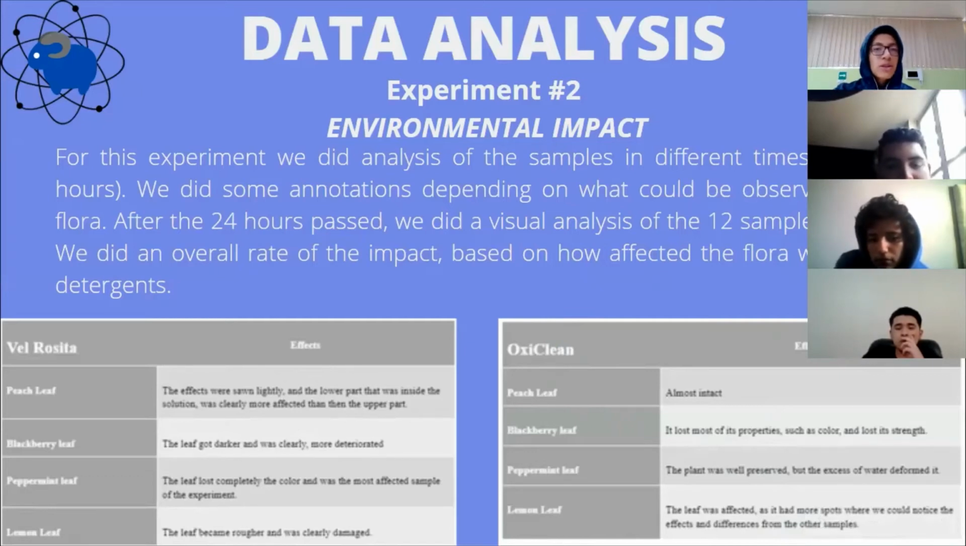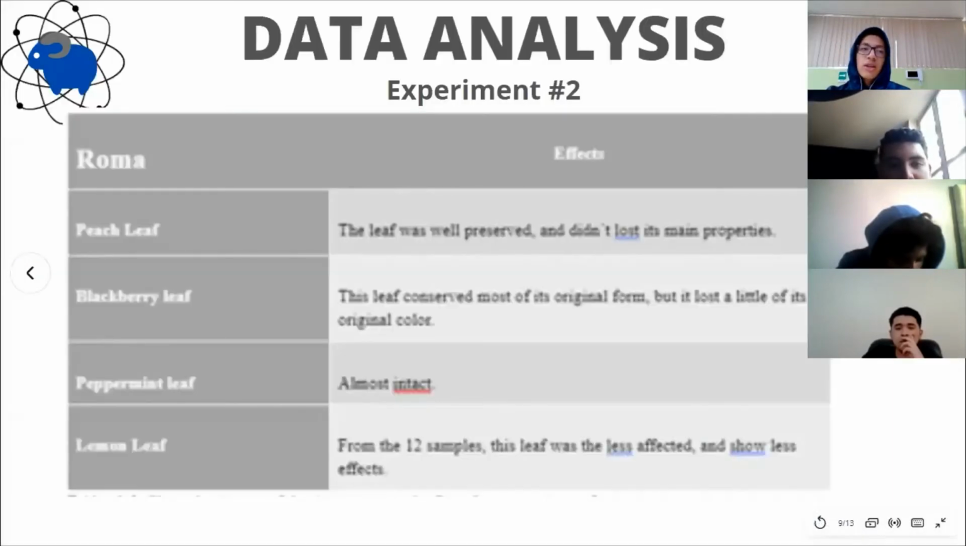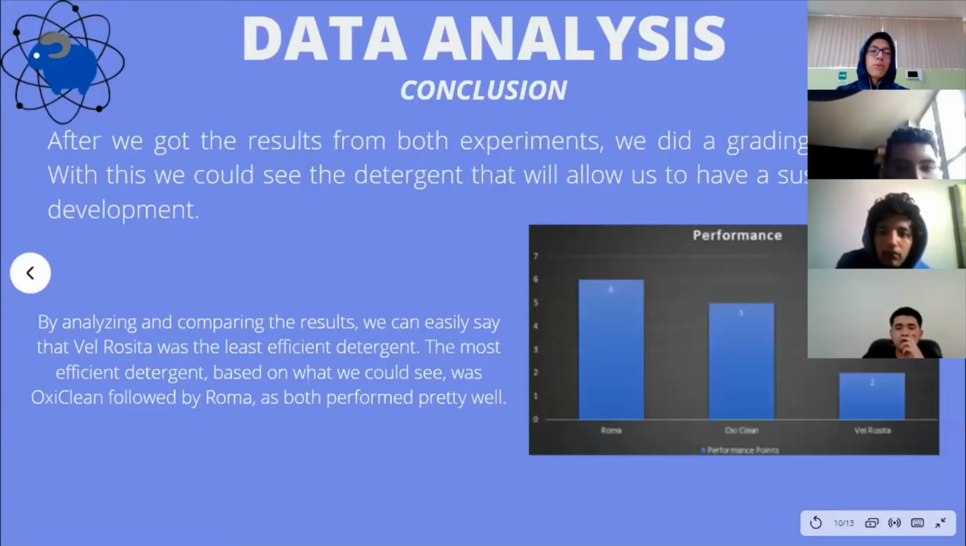In the tables, you can see the effects of each detergent on each sample of the flora we had. And in the next slide, you're going to see the other one, which is Roma, and its impacts on the flora. And finally, to talk about the data analysis conclusion, I'm going to talk a little about it.